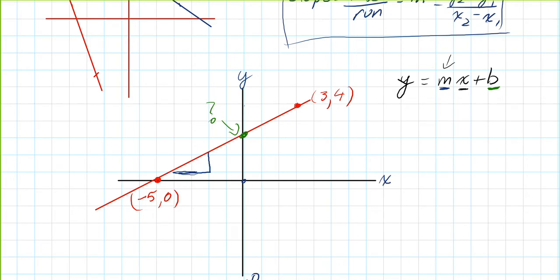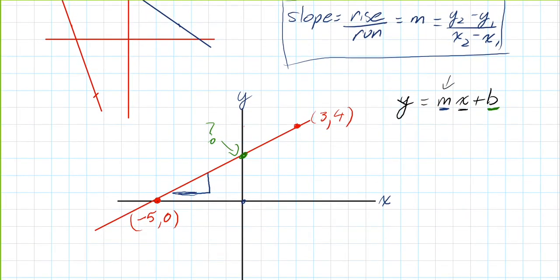So there's that little equation I showed you above, y2 minus y1. Those are in reference to these coordinates. I can call any coordinate point 1 and any one point 2. I just have to be consistent.